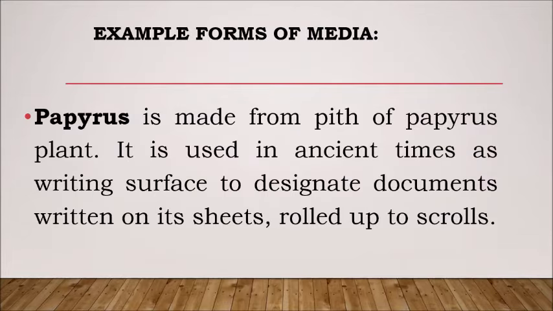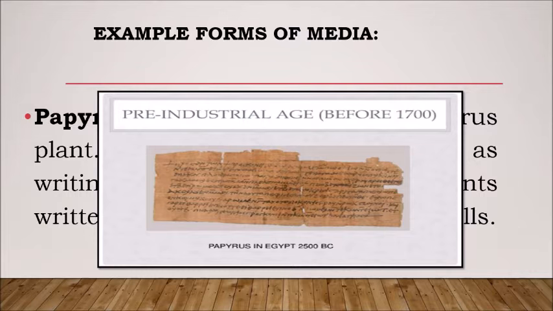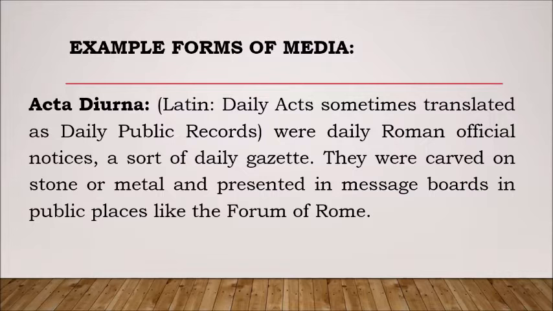Another one is the papyrus. Papyrus is from ancient Greek for the papyrus plant, from which the word paper was derived. It is made from the pith of the papyrus plant and was used in ancient times as a writing surface, with documents written on its sheets rolled up into scrolls. It was used as a writing medium, especially for writing in cuneiform, throughout the Bronze Age and well into the Iron Age.